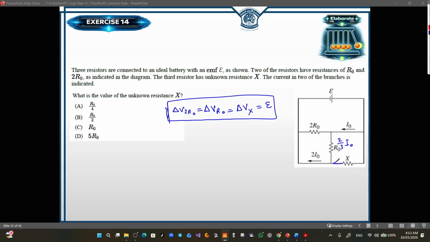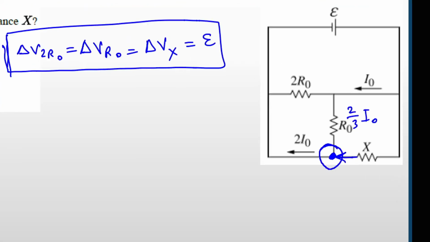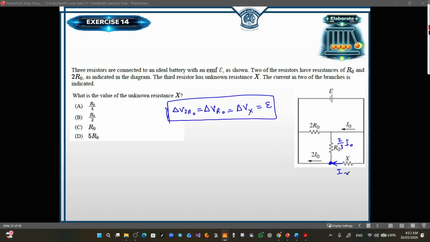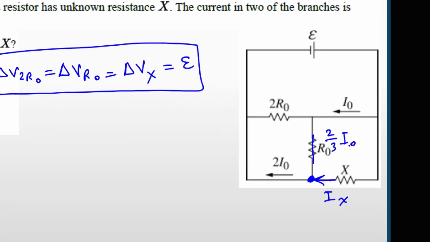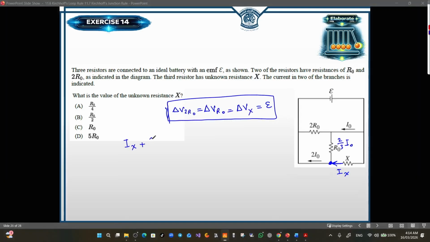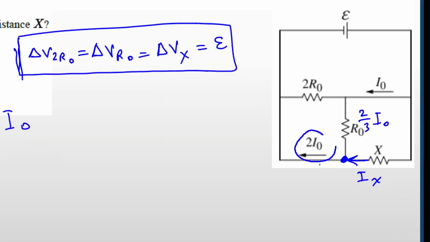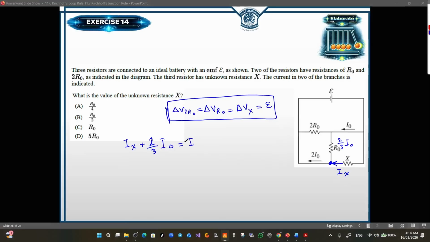Now the current through X will be toward this junction. Now let's call this current IX. We know that we have two currents entering the junction to build up the 2I0. So the first current entering the junction is IX. The second current is the IR0, which is the 2 over 3 I0. The combination of these two currents will give us the 2I0. My target is to find the current IX in terms of I0, and then use it to find the value of the resistance X.